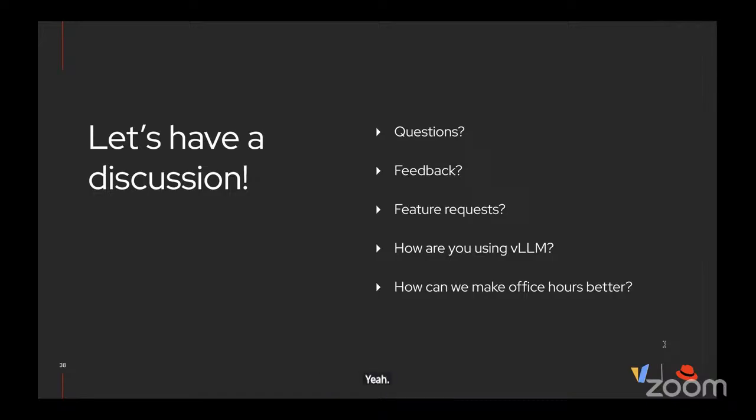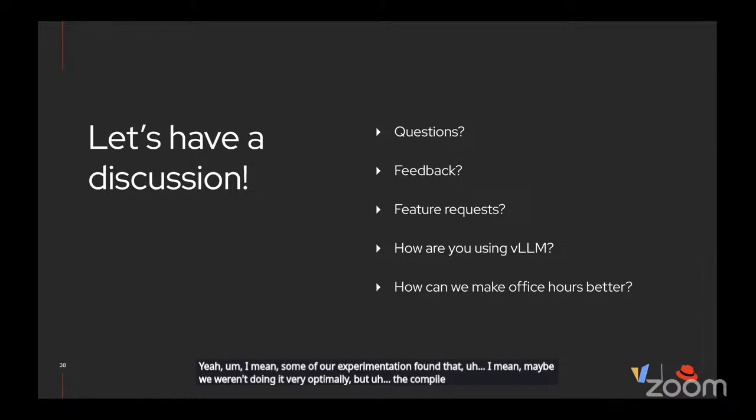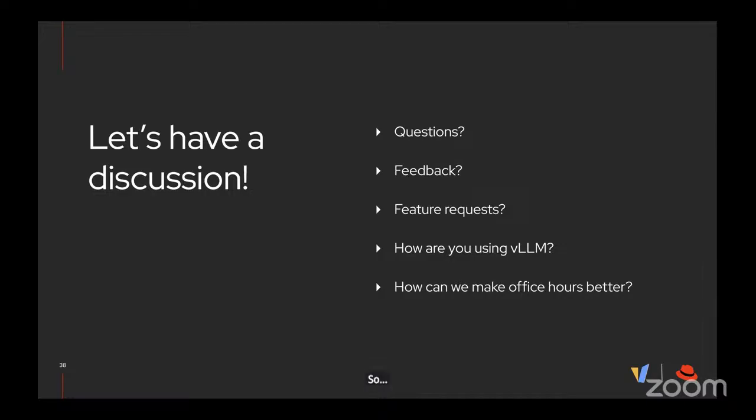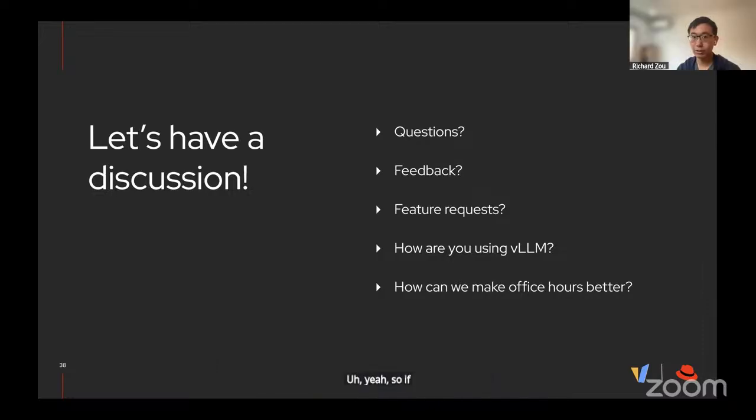Yeah, some of our experimentation found that, maybe we weren't doing it very optimally, but the torch.compile based fusion actually did better than custom Triton fully fused kernels. It would be nice to have some tools to investigate that in more detail. Yeah, if you set TORCH_LOGS equals output_code, that's an environment variable, it will just dump out the Triton kernel that Inductor produced, and then you can just stare at that.